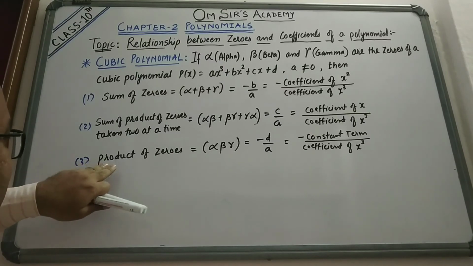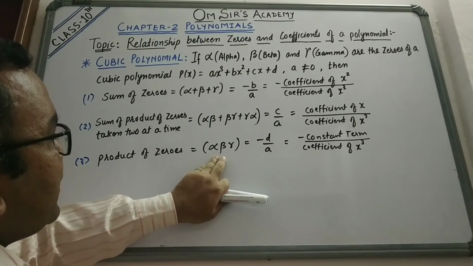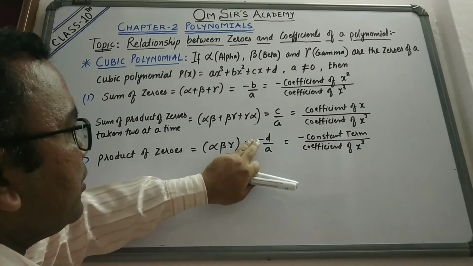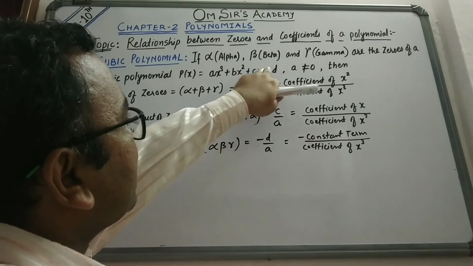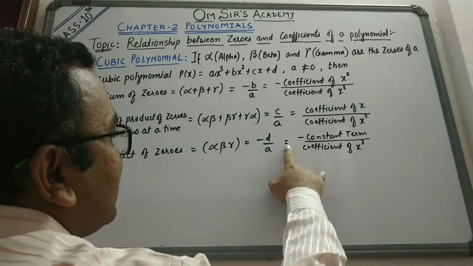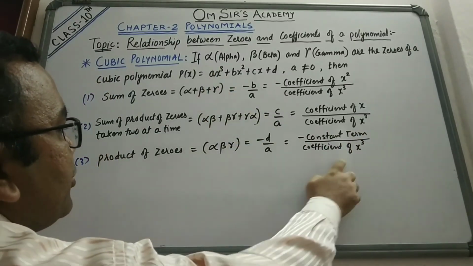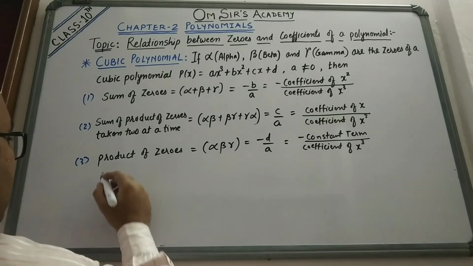Then the third case, product of zeros, that is you have to multiply all the 3 zeros, alpha into beta into gamma, that should be equal to minus d upon a. Here d is the constant term. So it is minus constant term upon a, which is again the coefficient of x cube. Is it clear? So here let us take one example.